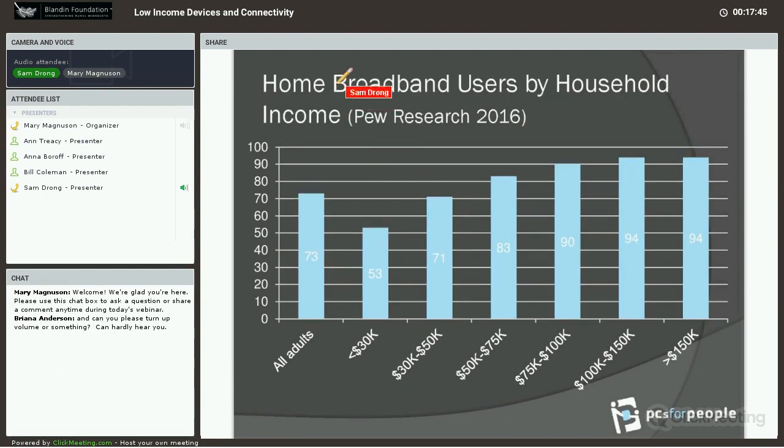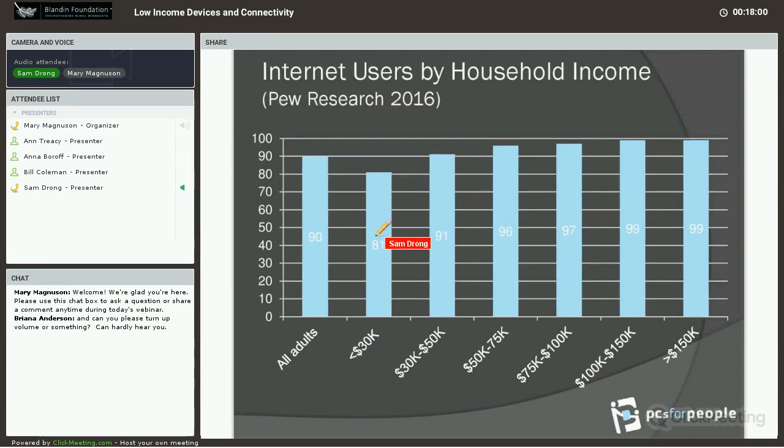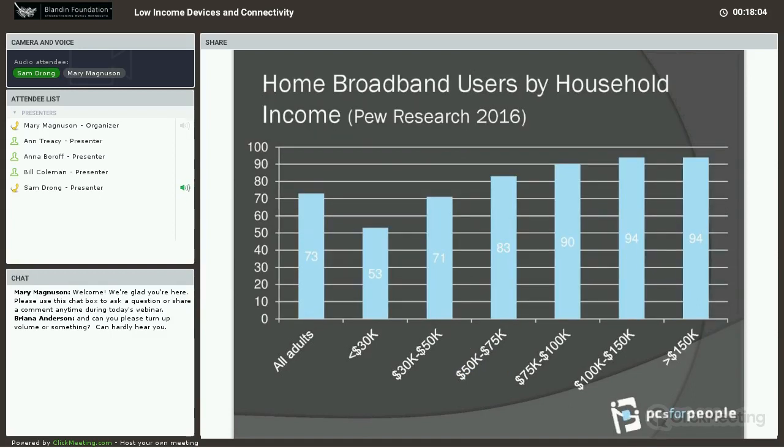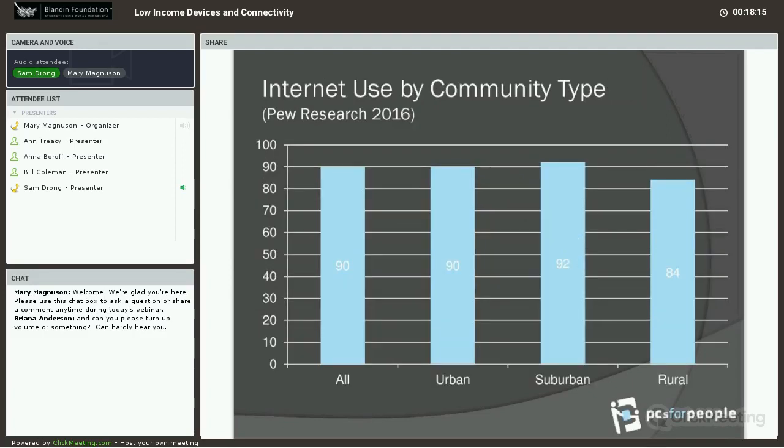However, when you compare that to that same group, the people that actually have internet in the home, it drops to 53%. So just a little over half actually have internet at their home, compared to, going back one slide, the 81% of people that use it. Only about half are able to use it in their home. So I think that's a key distinction of what PCs for People as an organization tries to address.